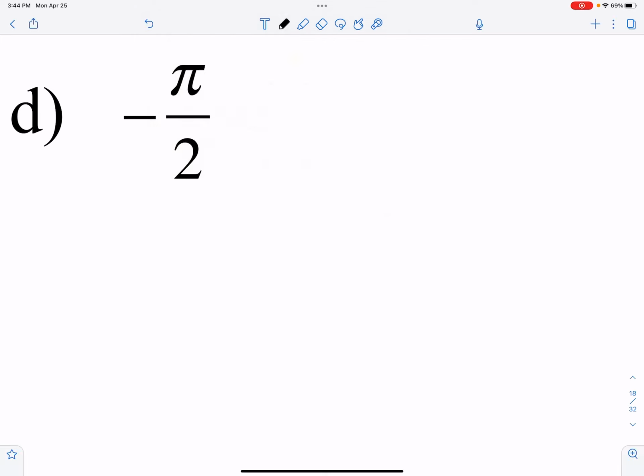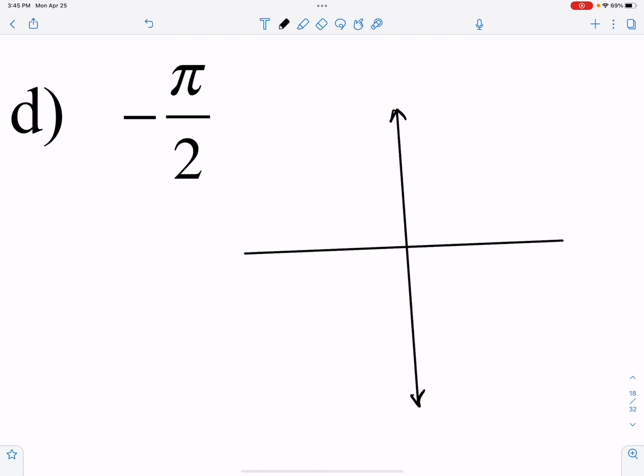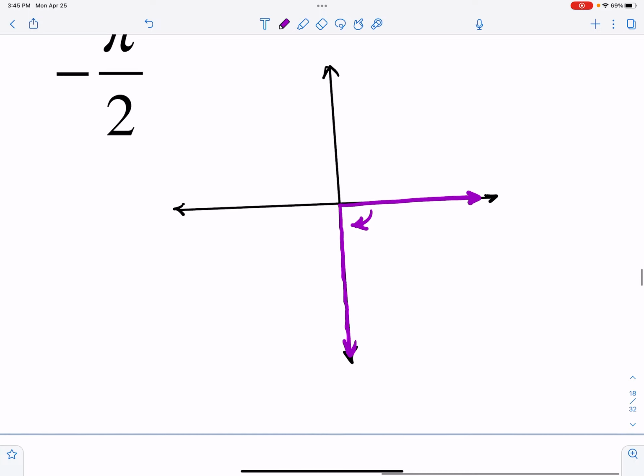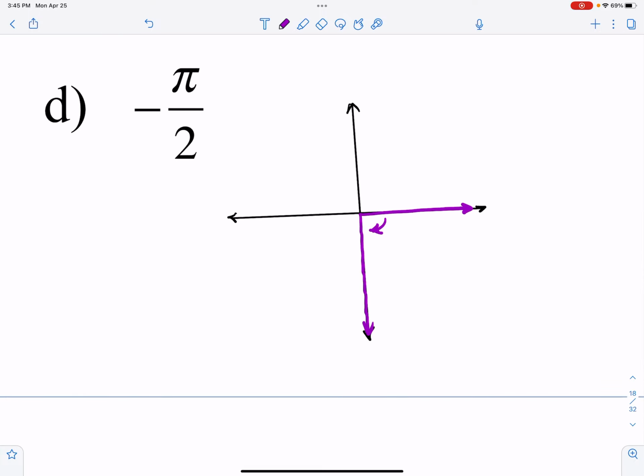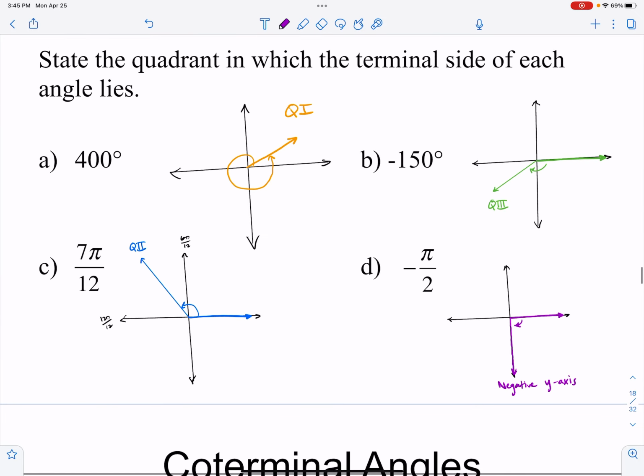And then negative pi over 2 will be rotating in the clockwise direction, starting on the positive x-axis, and it will terminate on the negative y-axis. So it's actually not terminating in a quadrant. It would be terminating on the negative y-axis. That would be the best description for where that angle ends.